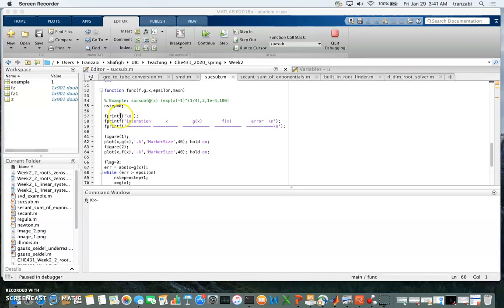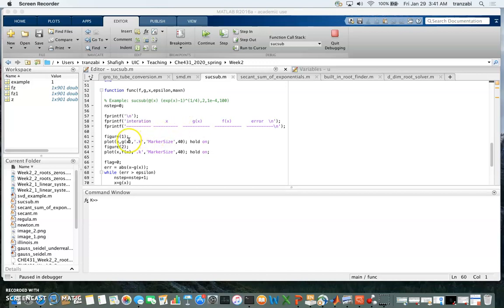We use the fprintf function in MATLAB. \n means new line, which means basically you leave a blank line in the command window. And then you're going to write these as the headers of the table, and then you put some lines under, well, basically these are going to be the underline for the headers.